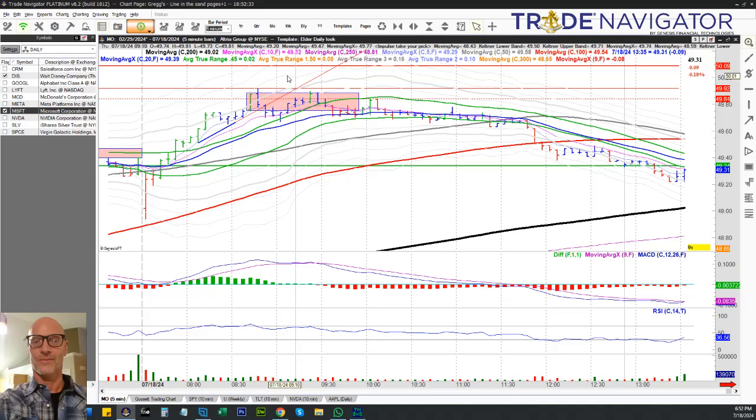2 ATRs. If it gets there, I'm just simply out. I know how much I've lost. It shouldn't move 2 ATRs, but if it does, something's going on, so I want to get out. That's my first stop. That's the emergency stop, 2 ATRs above.